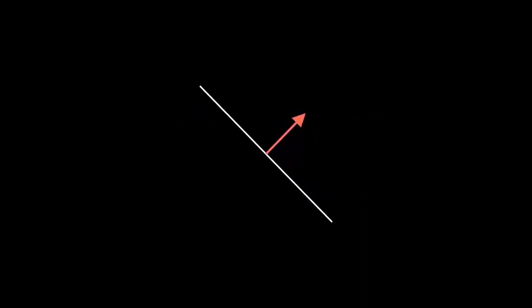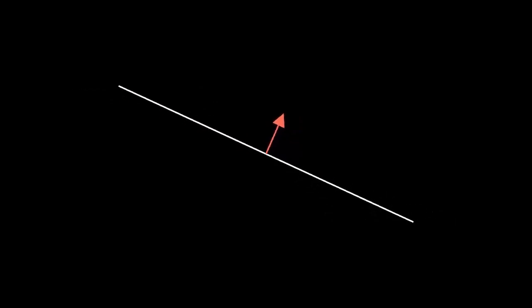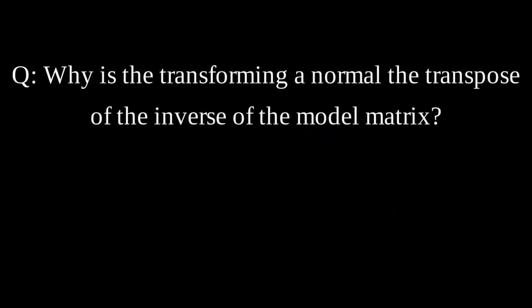You asked your colleagues, how can we transform normals? They answered that you need to use the transpose of the inverse of your model matrix. When you tried it, it worked. But why? Why is transforming a normal the transpose of the inverse of the model matrix? Or why is the intuitive transformation wrong?